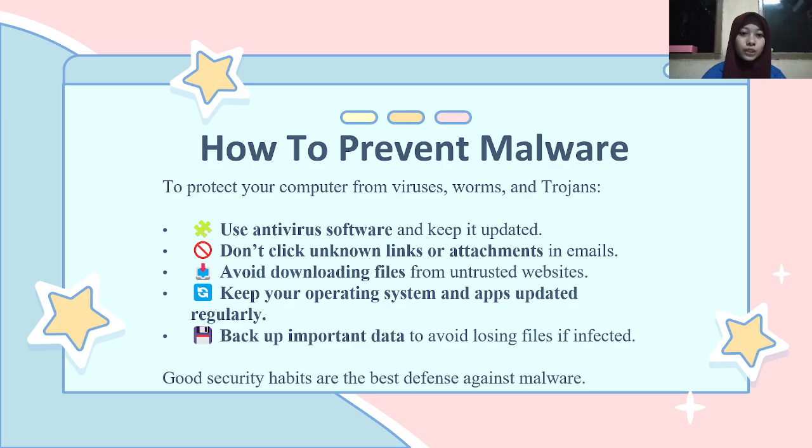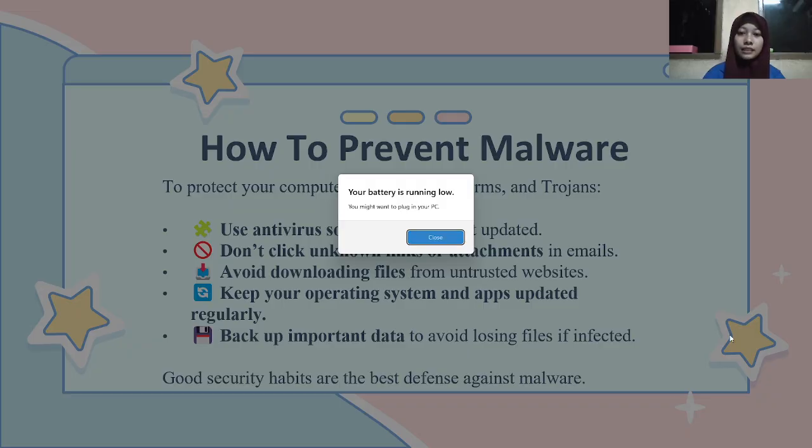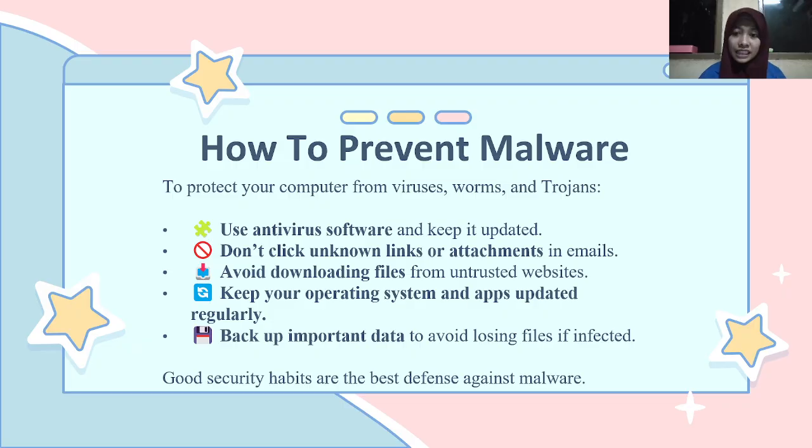And thus we talk about how to prevent malware, to protect your computer from viruses, worms, and Trojans. Firstly, use antivirus software and keep it updated. Second, don't click unknown links or attachments in emails. And then avoid downloading files from untrusted websites, and keep your operating system and apps updated regularly. And back up your important data to avoid losing files if infected. Good security habits are the best defense against malware.